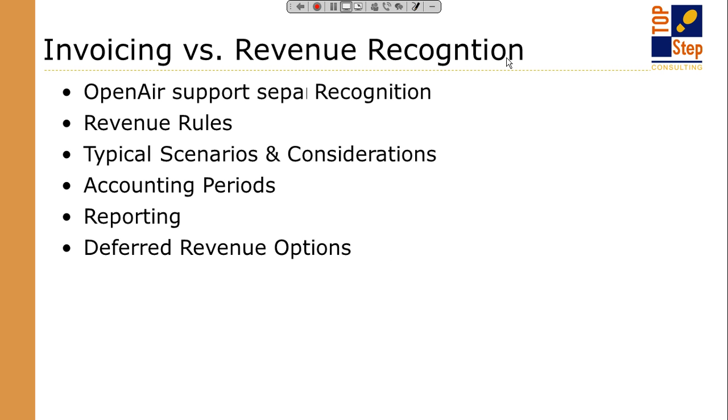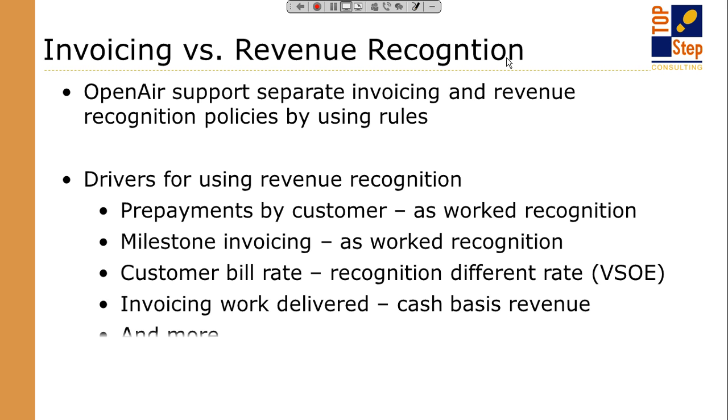So let's start off with invoicing versus revenue. Many of you are aware that OpenAir does support invoicing. There are billing rules in the system, but it also supports revenue recognition. Many of you may also have those revenue recognition rules turned on. If you don't, you can contact NetSuite OpenAir support and have those enabled. But revenue recognition actually has its own set of rules and is treated separately from invoicing in the OpenAir environment, because revenue is not always connected to invoicing.